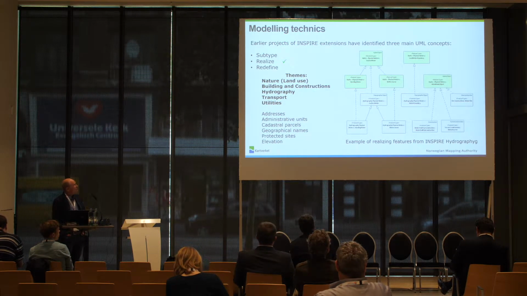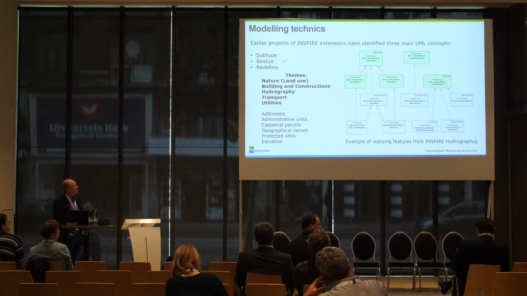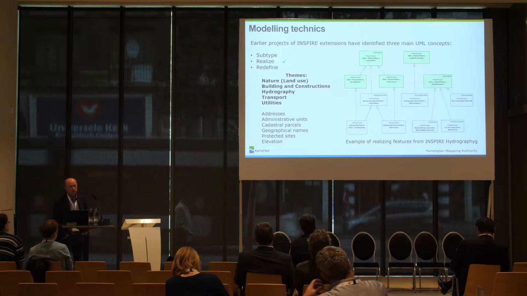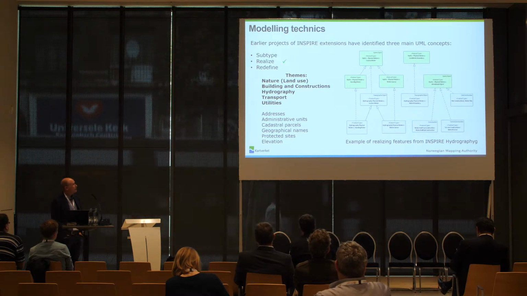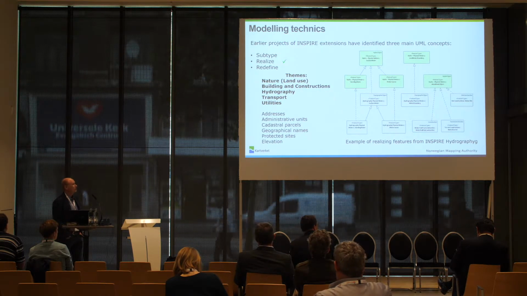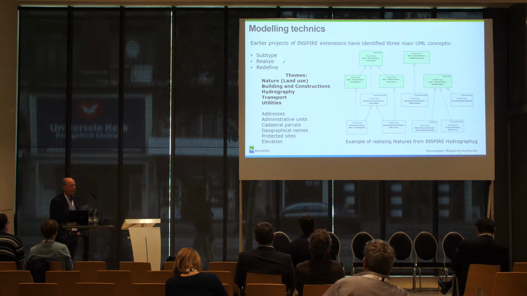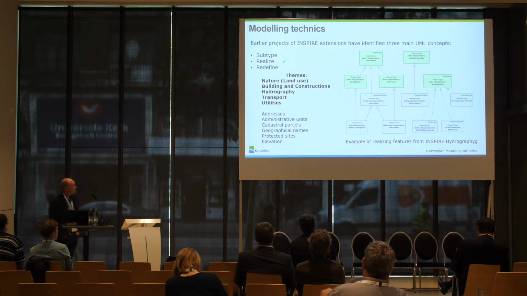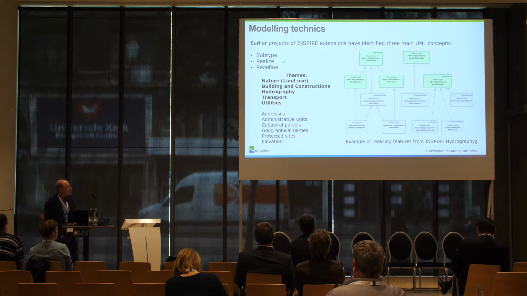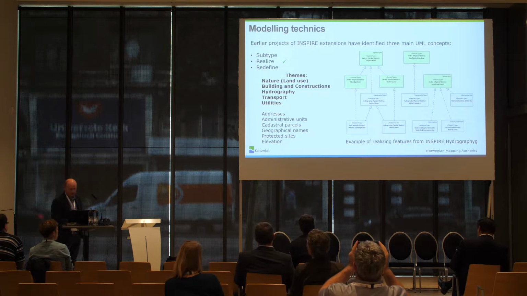Regarding the themes, we have those in bold: the nature, which is part of land use, building and constructions, hydrography, transport, utilities. The ones in bold are what we can get from the traditional photogrammetric data capture, but there are also other themes which are a traditional part of such a base map or reference map specification, like addresses, administrative units, cadastral parcels, geographical names, protected sites, and elevation.